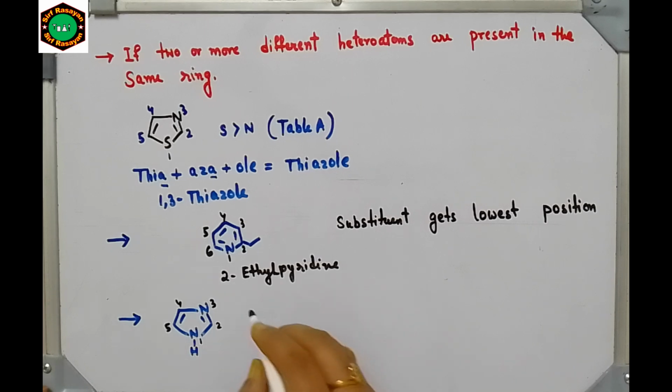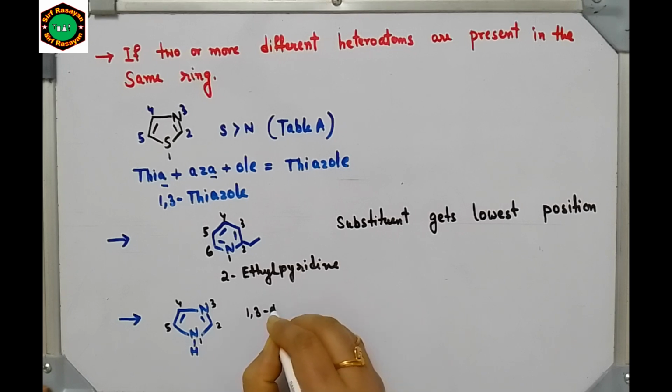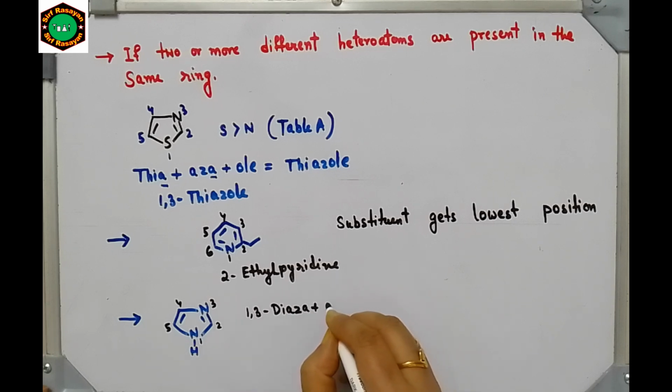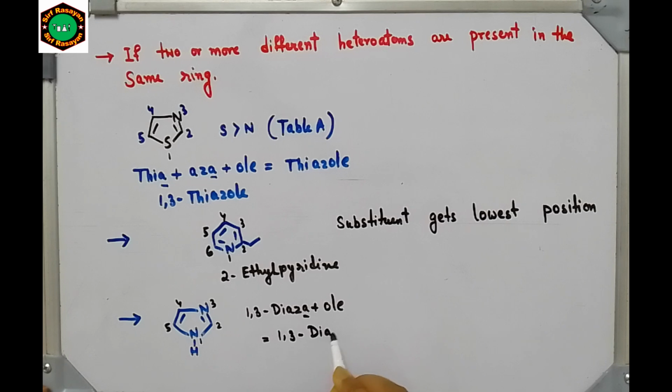So its systematic name will be 1,3, hyphen, 2 nitrogens are there, so diaza, plus 5-membered unsaturated ring means ole. We have to drop this A. So it is coming 1,3-diazole. But this is the systematic name. But the trivial name is imidazole. And this trivial name is accepted by IUPAC. This is more accurate. This is also correct, but this is more accurate.